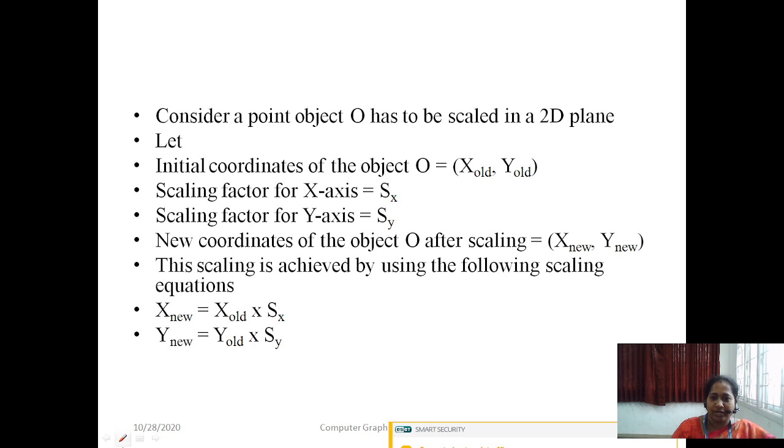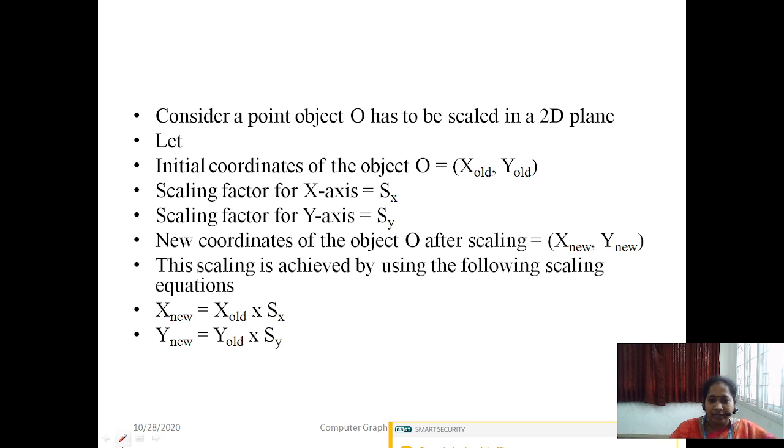The new coordinate of the object O after scaling is equal to (x new, y new). This is the new scaling factor. The scaling is achieved by the following scaling equation. What is the equation? It is based on x-axis and based on y-axis. We can get the new coordinate value.